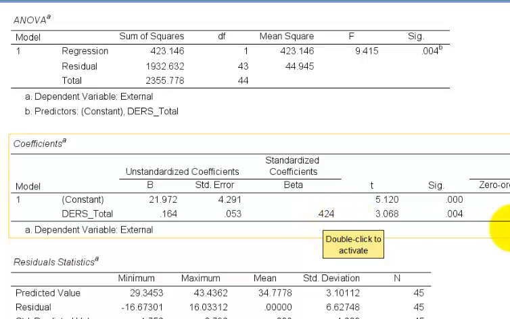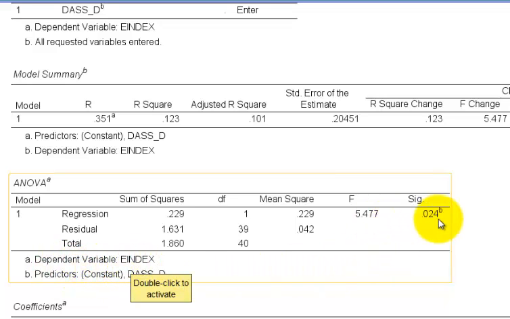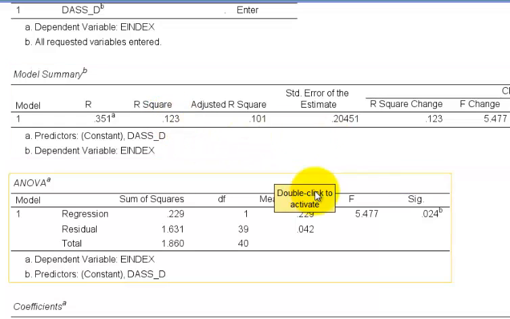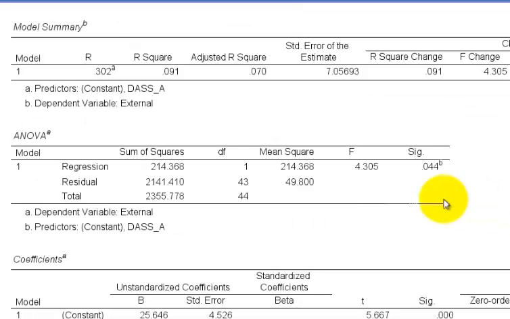That's why we want to see significant goings on. So the DASS-D, the depression subscale of the stress, depression, and anxiety scale, is a significant predictor of the eating index, the food log. Yeah, significant, definitely. R squared, 12% of the variance can be explained by DASS, which is pretty good.